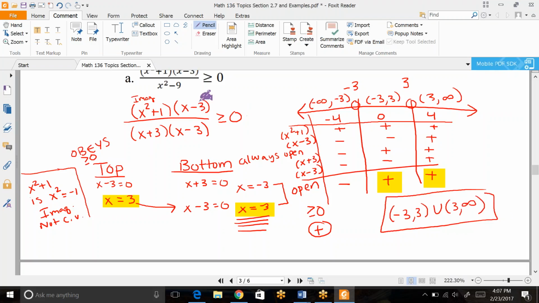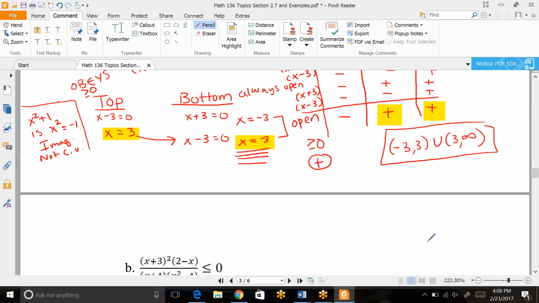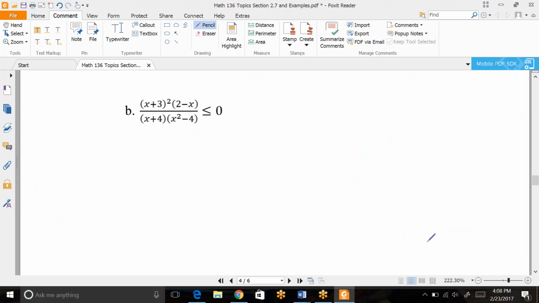So because that 3 showed up on top and bottom, it does create an empty hole there at that specific number, even though everything else from negative 3 up is true except for 3. All right, so that's what a case would look like if you have 2 of the same sign back to back. Let's look at this one.